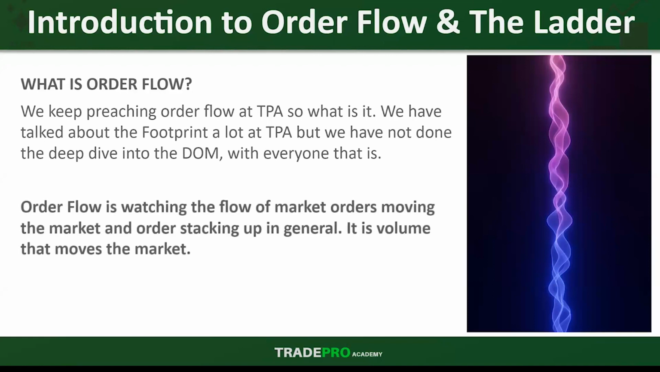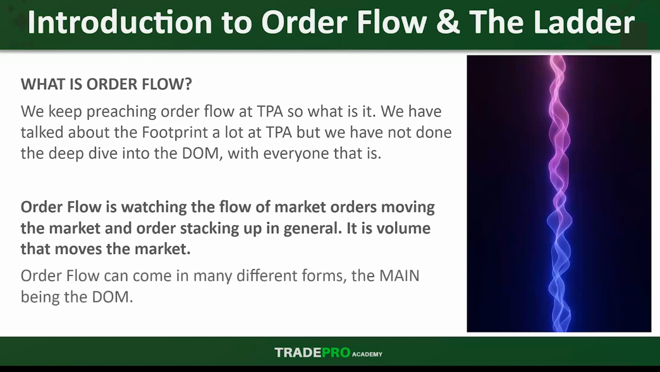Order flow is watching the flow of the market, orders moving the market, and orders stacking up in general. It's the volume that moves the market. Market orders that flow into the market and flow out of the market give us an understanding of the directionality of the market and the expected moves. Order flow can come in many different forms, but the base case, the ground level of order flow, is going to be the depth of market, because that is the originator of what we would consider order flow. Others can be delta, footprints, heat maps, all derivations of order flow.